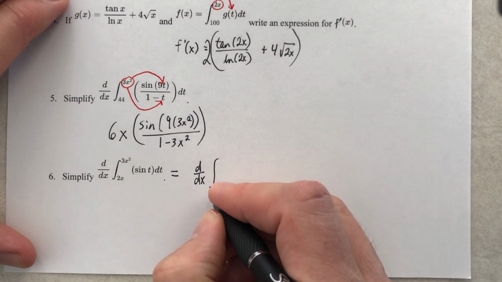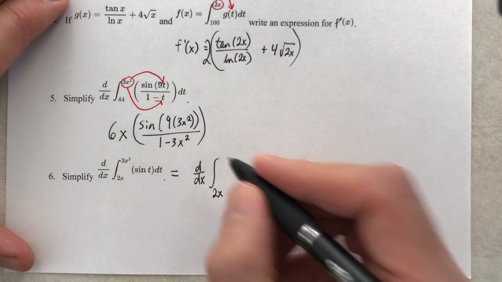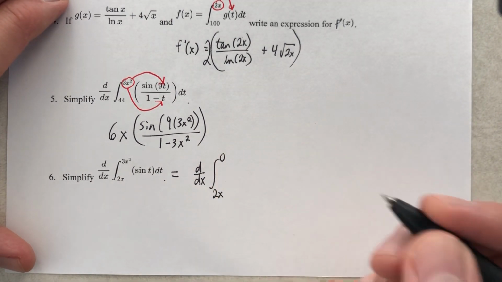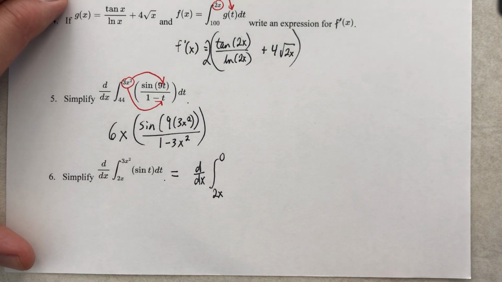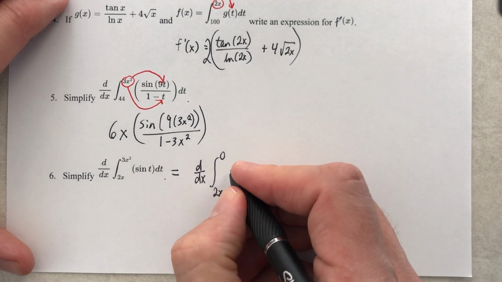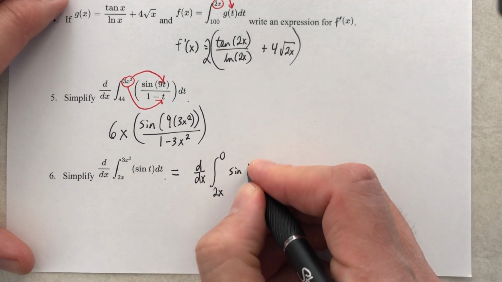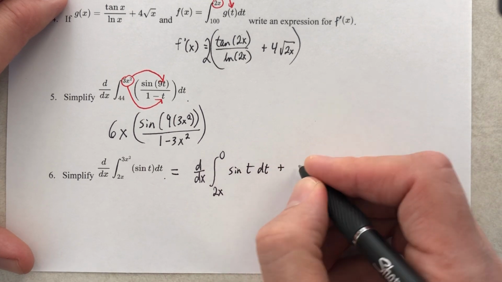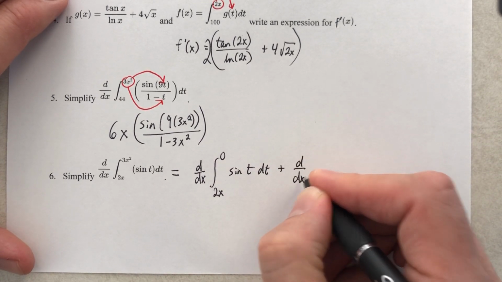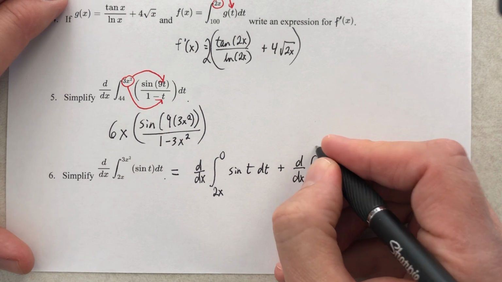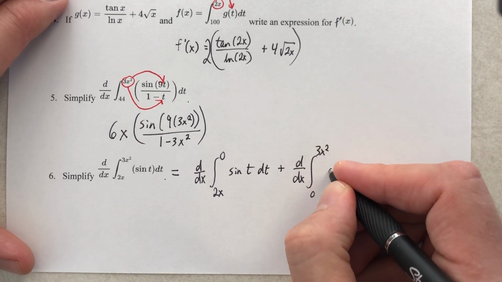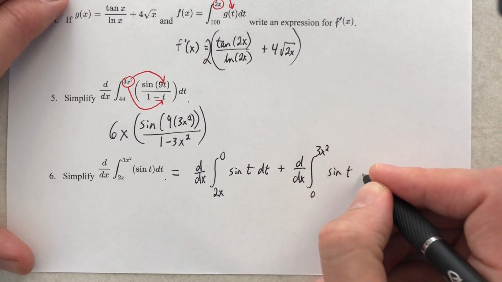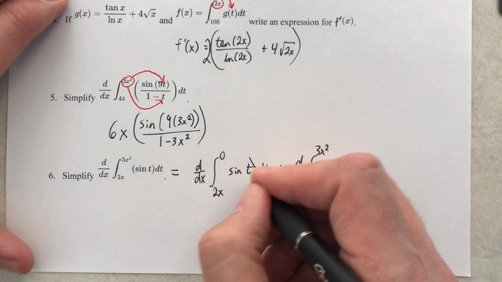from 2x to, where do you want to stop? I'm going to stop at 0. What if 0's not in between them? Who cares? It works. Trust me. Of sine t dt. And we're going to add it to the derivative. You can split this thing up from 0 to 3x squared, just using some properties of integrals. Sine t dt, in parentheses if you want or not.